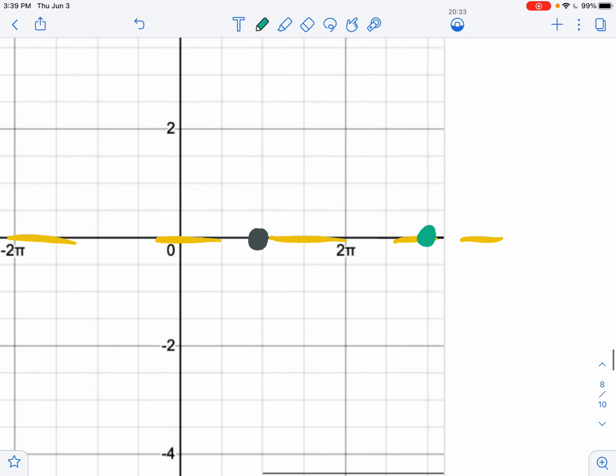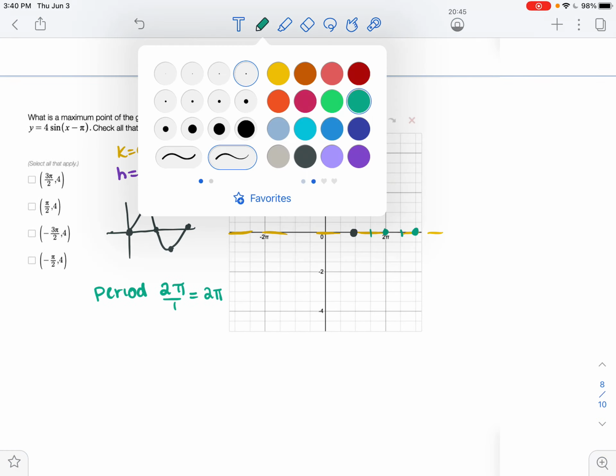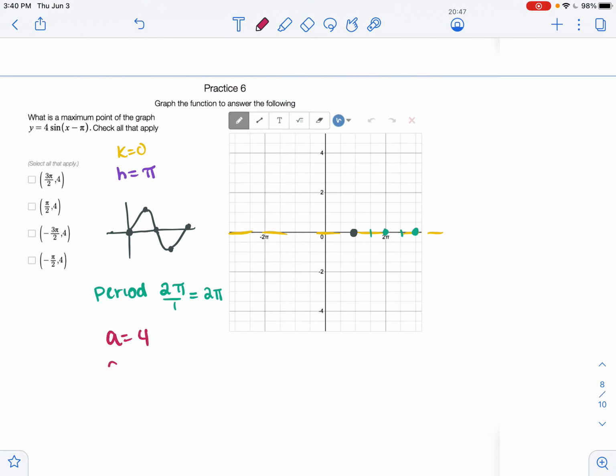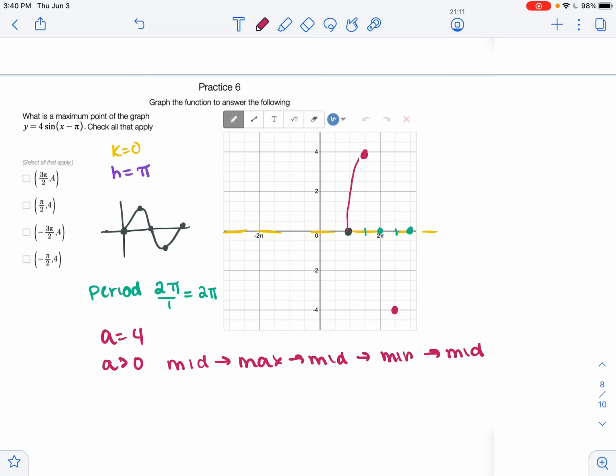So we're splitting up our period then into fourths so that we know where we hit the midline again and where we'll hit a minimum or maximum depending upon our amplitude. So peeking back at our equation, we see that our amplitude is 4. Because that is greater than 0, we're going to go from our first point that is on our midline up to a maximum that is 4 units off of the midline. We will then drop to our midline, down to our minimum that is 4 units below the midline, and then back to your midline. So this gives us one cycle of this function.